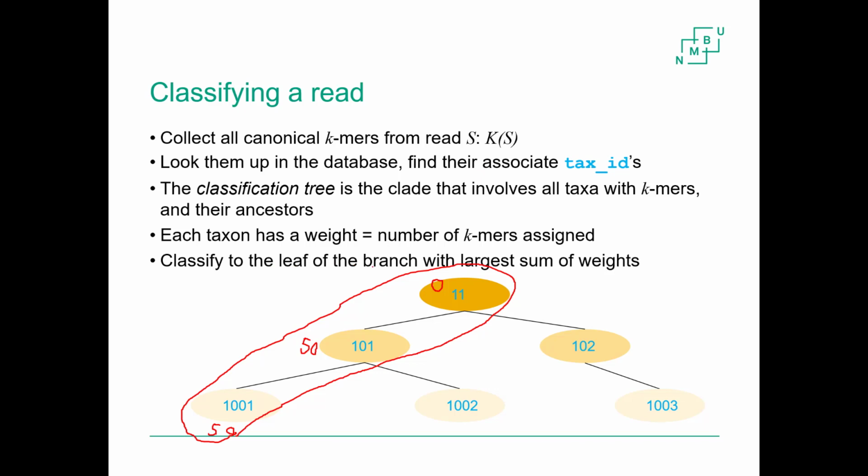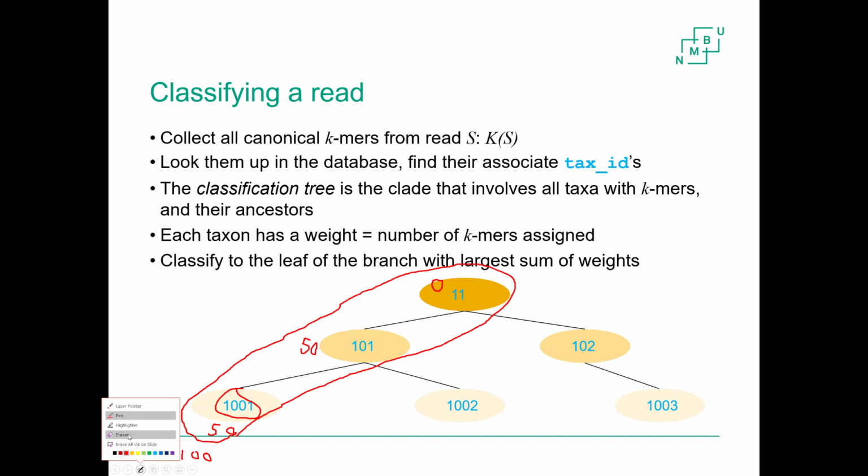And then we classify to the leaf of the branch with the largest sum of weights. Here there is only one branch, right? And the sum of weights is 0 plus 50 plus 50, which is 100. So this is the winning branch because it's the only branch. And that means we assign this read to the leaf of this branch, which is this here. This is the leaf, the lowest node in the branch, right? The lowest taxon. So the first read was assigned to this 1001.